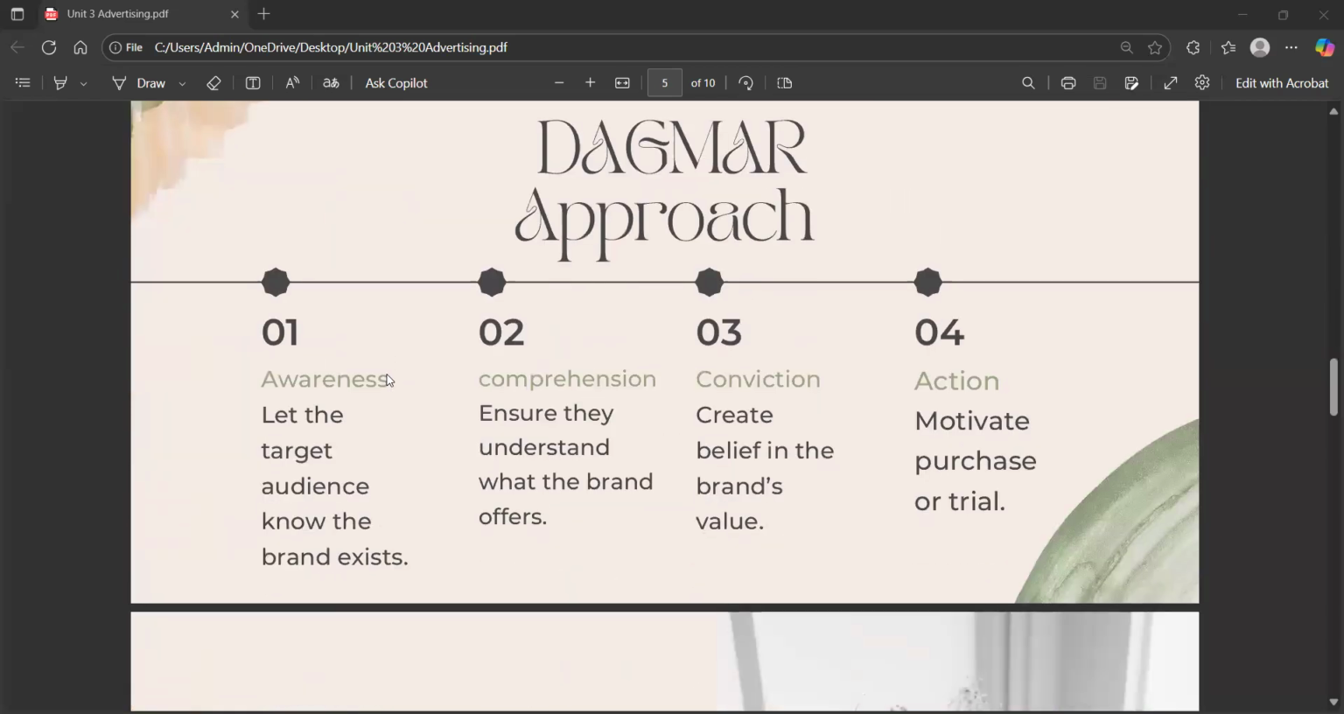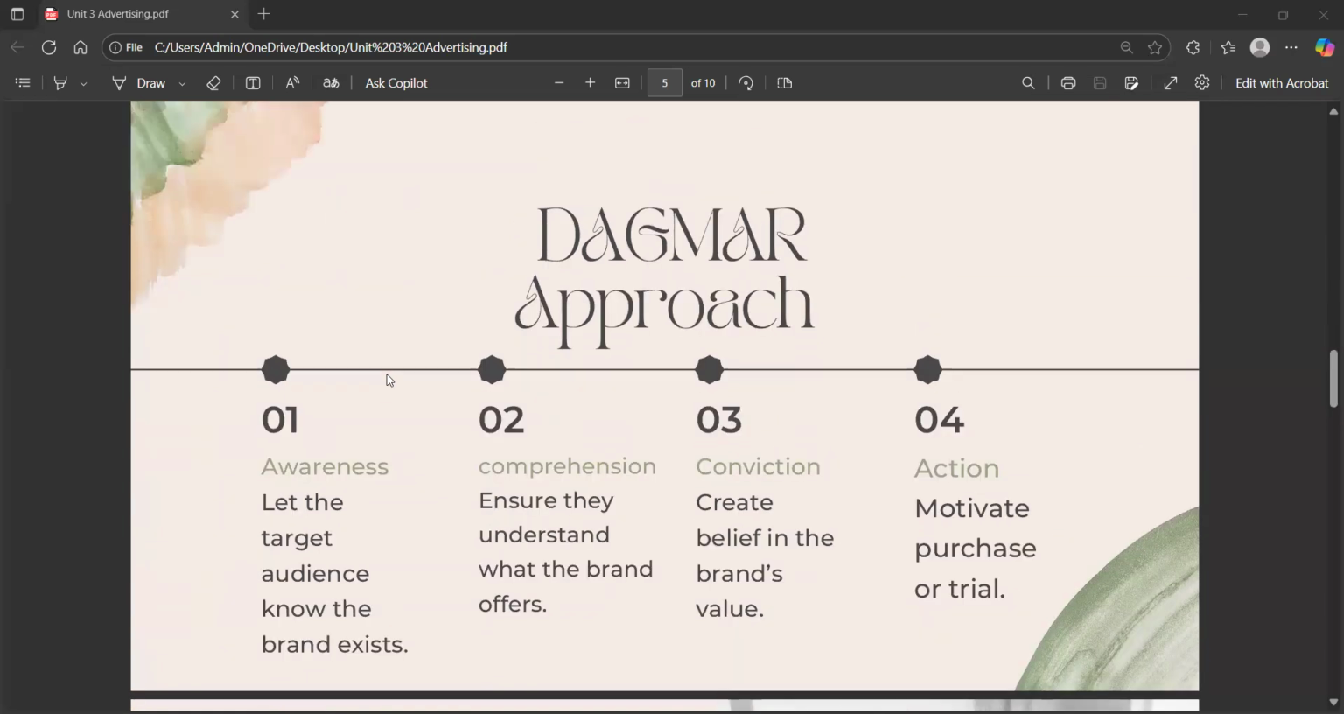Okay, so now we are going to understand the Dagmar approach. The Dagmar approach is divided into 4 parts: awareness, comprehension, conviction, and action. So what is included in the awareness stage? Awareness means let the target audience know the brand exists. In the first place, we need to make sure that consumers are aware about our products or services.